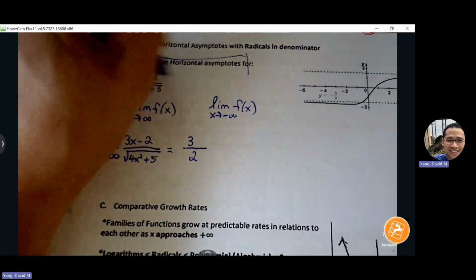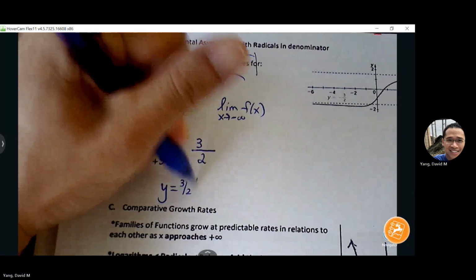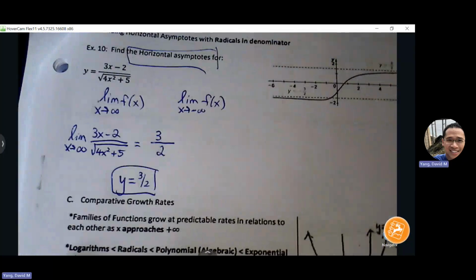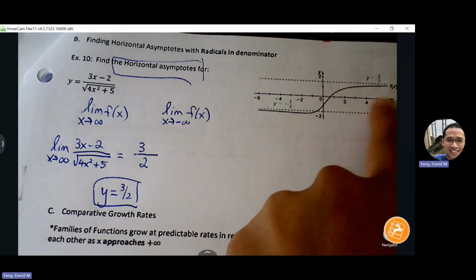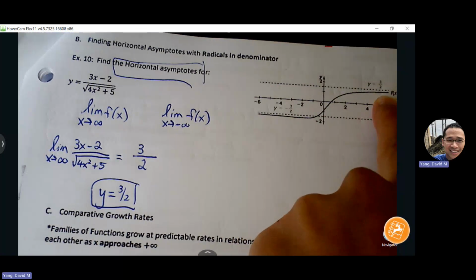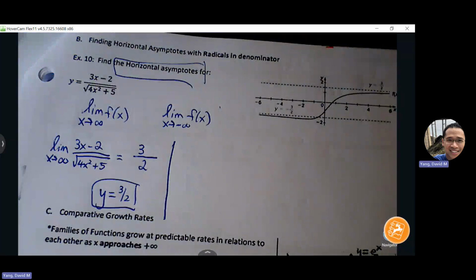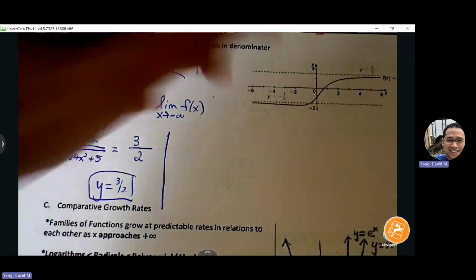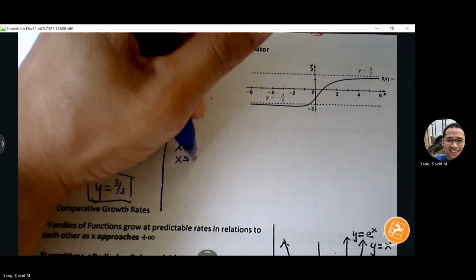It says find the horizontal asymptotes. So there's one horizontal asymptote at y equals 3/2. It doesn't apply for the left side. It only applies for the right side. And here's a visual as to what's happening here. This is what the graph looks like. So we're trying to determine this without the use of a graph. Everybody good so far? So now let's look at the limit headed towards the other direction.